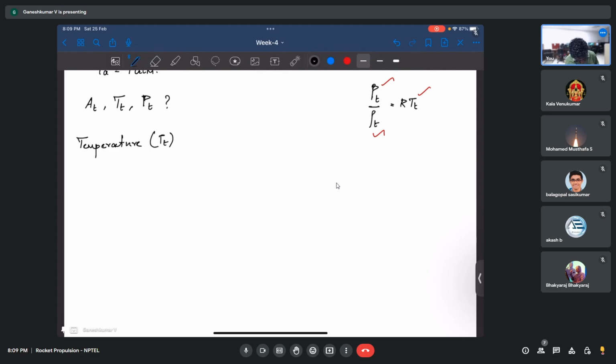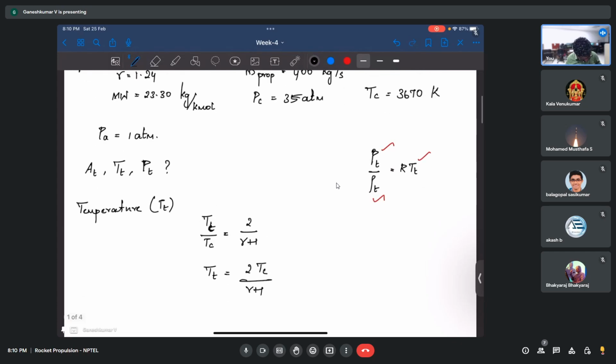So what does that equation tell? Combustion chamber temperature: T t by T c is equal to 2 by gamma plus 1. So the throat temperature is going to be 2 times Tc divided by gamma plus 1. How much is it coming?